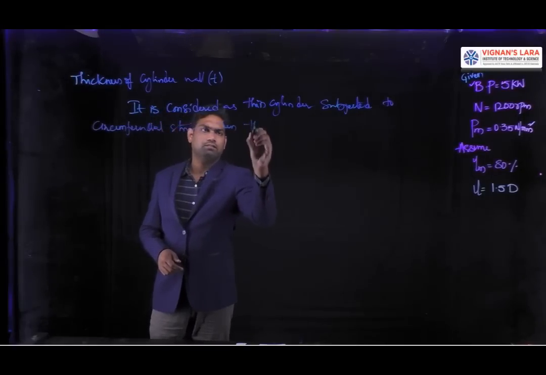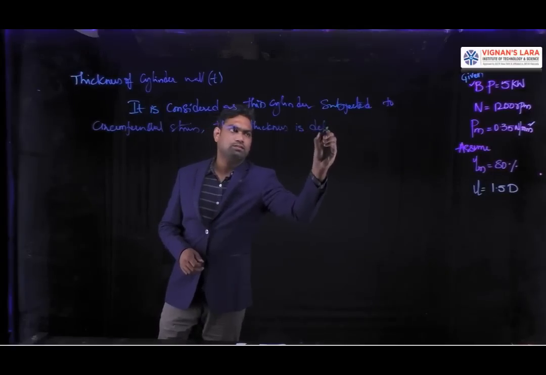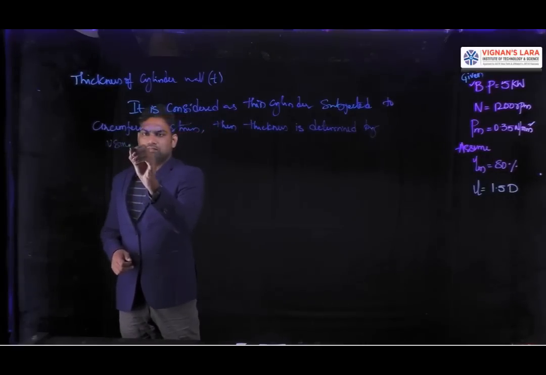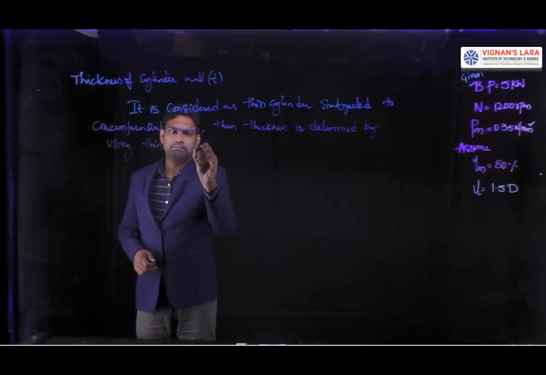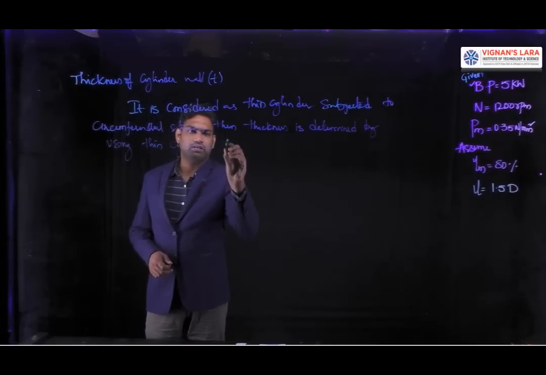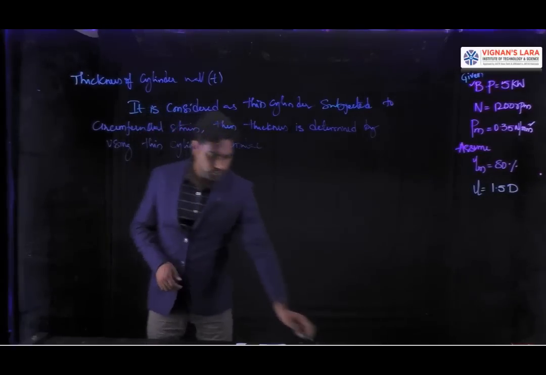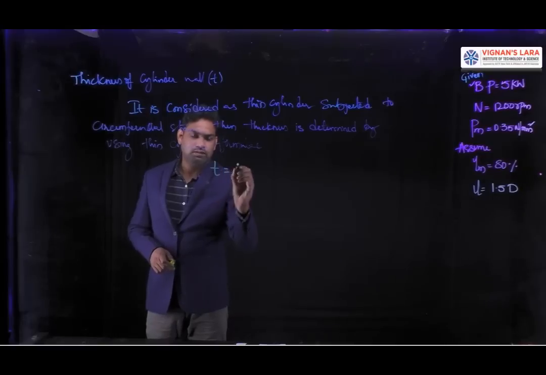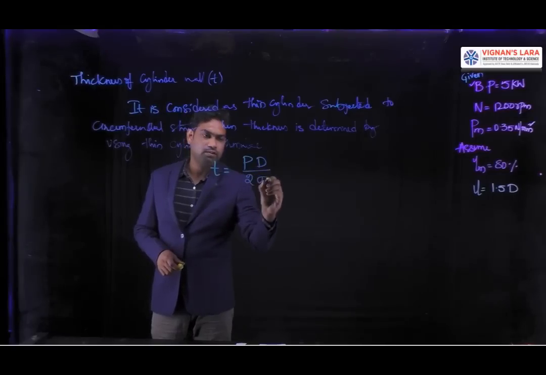then thickness is determined by using the thin cylinder formula. So that is, t is given by PD by 2 sigma c.